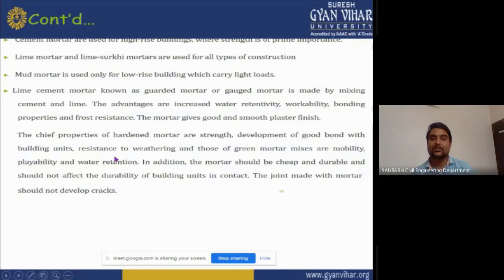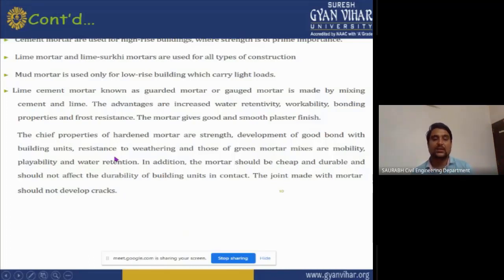Lime cement mortar, known as the gauged mortar, is made by the mixing of cement and lime. The advantages are increased water retentivity, workability, bonding properties, and frost resistance. The mortar gives a good and smooth plaster finish.